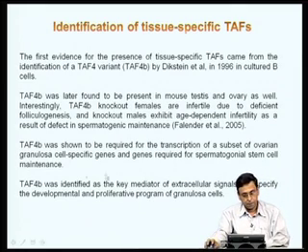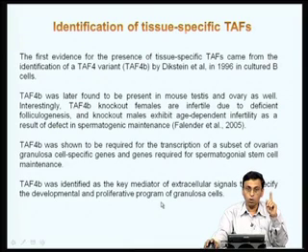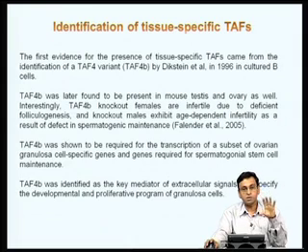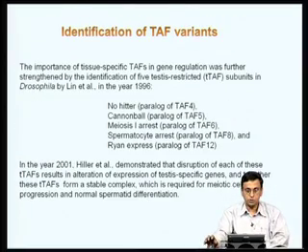of genes. So, TAF4B was identified as a key modulator of extracellular signals that specify developmental and proliferative program of granulosa cells in the ovary. So, for the first time a tissue specific TAF was identified, which seems to have a very specific tissue specific function and seems to be involved in the regulation of a subset of genes in these particular tissues.